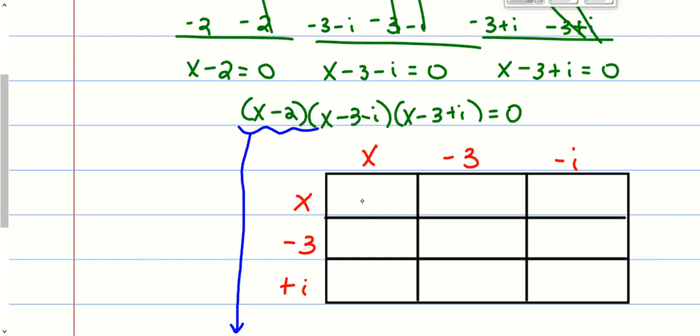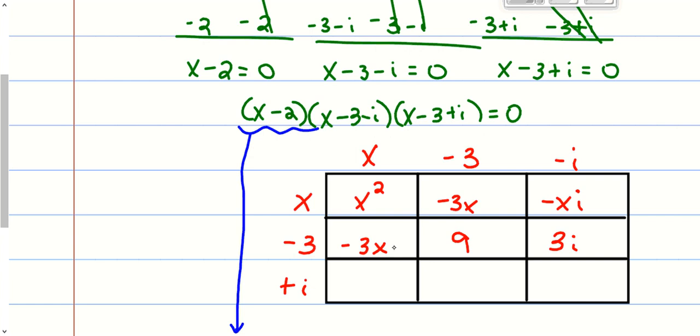x times x gives me x squared. x times negative 3 is negative 3x. x times negative i is negative xi. Negative 3 times x is negative 3x. Negative 3 times negative 3 is positive 9. Negative 3 times negative i is positive 3i.